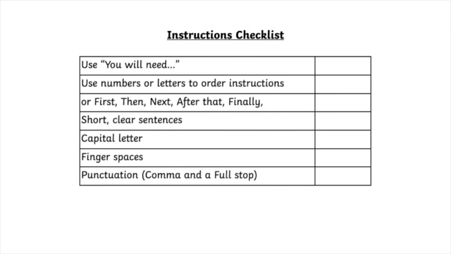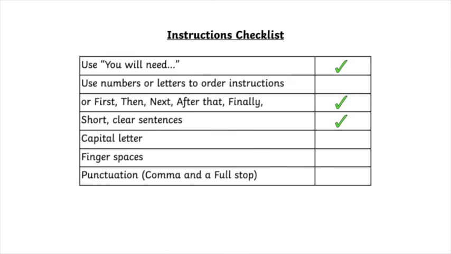After writing your instructions, use this checklist to make sure that you haven't forgotten to write anything. Make sure that you made a list of the things you will need. If you did it, you can tick it off the list. Make sure that you used numbers or maybe letters or words like first, then, next, after that, and finally. If you used one of these, you can tick it off your list. Make sure you use short and clear sentences and your writing is as neat as possible. If you did that, you can tick it off the list.